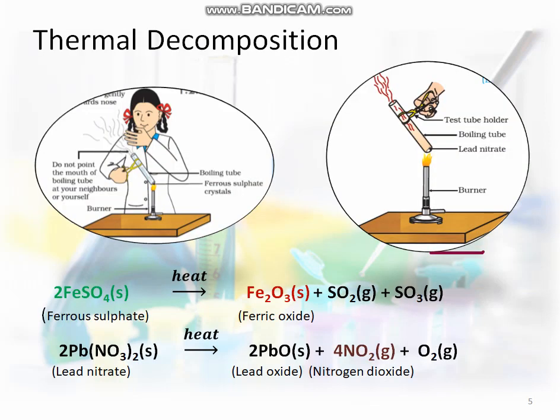In order to understand thermal decomposition better, we shall take two experiments. Experiment number 1. To a boiling tube, we take few ferrous sulfate crystals and heat the test tube. You will be able to observe ferric oxide formation along with the release of sulfur dioxide and trioxide.